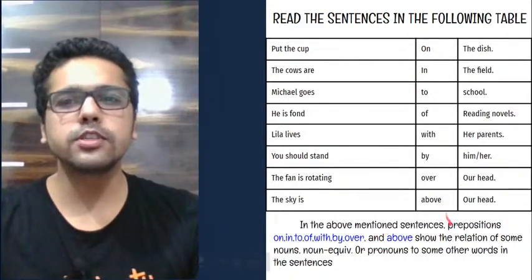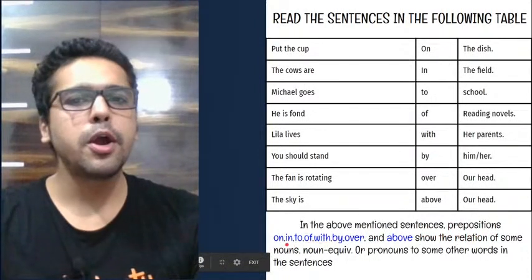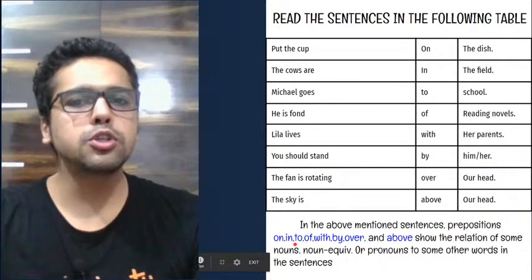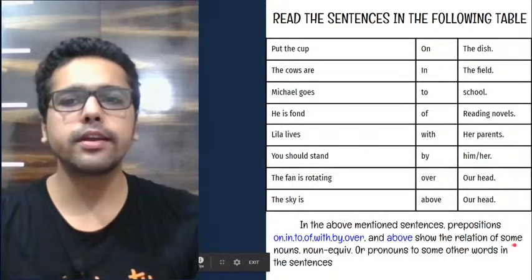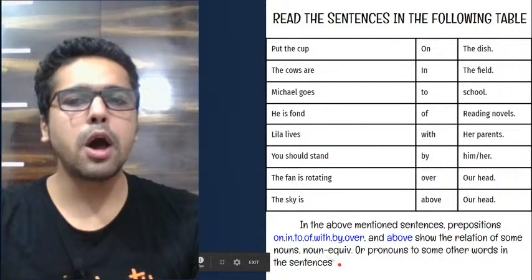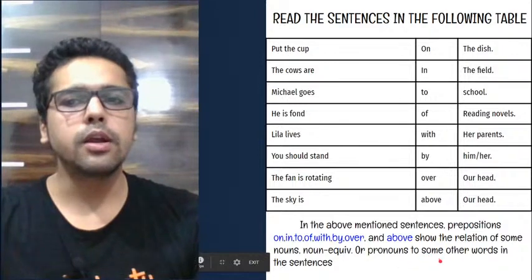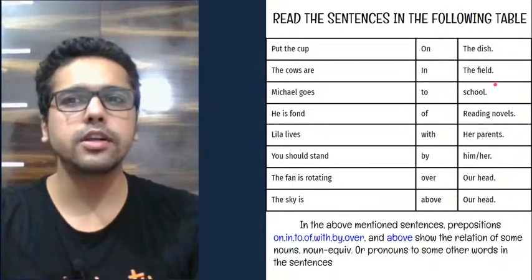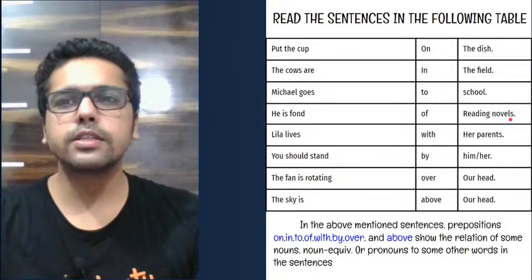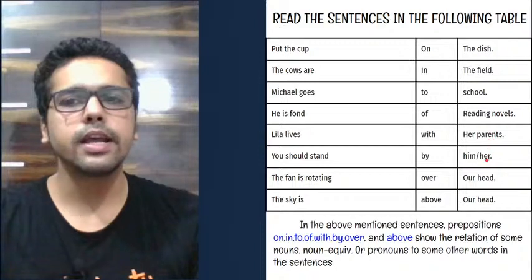So in the above mentioned sentences, the prepositions are on, in, to, of, with, by, over, and above. They show the relation of some nouns or noun equivalent or pronoun to some other words in a sentence. If you see, the dish is a noun, the field is a noun, school is a noun, novels is a noun. And over here, you have both pronoun and a noun. Here you have only a pronoun, him or her. And here again, pronoun and a noun.